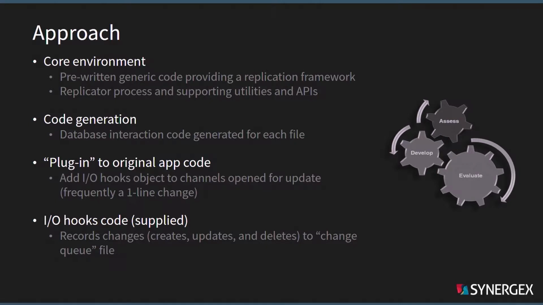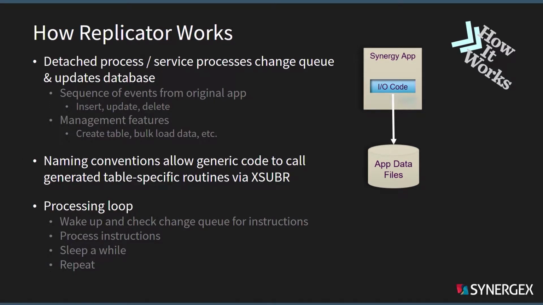So typically the one change you have to make to your application is whenever you open the files, and very often, most people have a subroutine that they use to open files. So that's the one place in your code that you have to touch. And when you open a file for update, you add one line of code to say, give this channel some I/O hooks. And that's how we plug in functionality at the channel level. And from that point on, our code just exists underneath yours. And whenever you change anything in the file, we take whatever action is necessary.